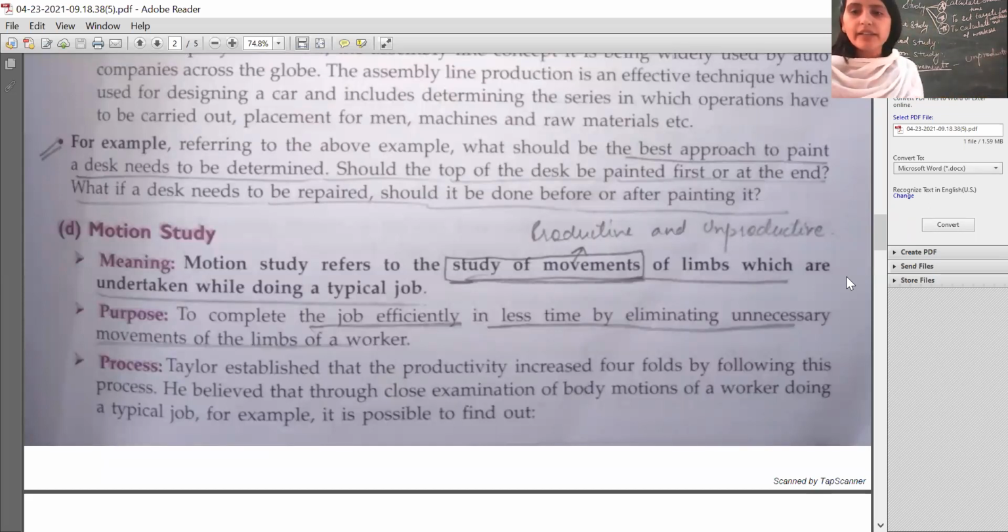And the other one is productive movement. Now what is this productive movement? The movement which is very much required. For example, when a worker enters the organization, there are 5 gates to that company.